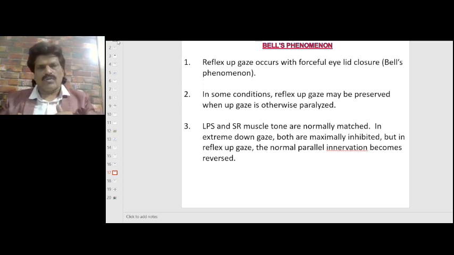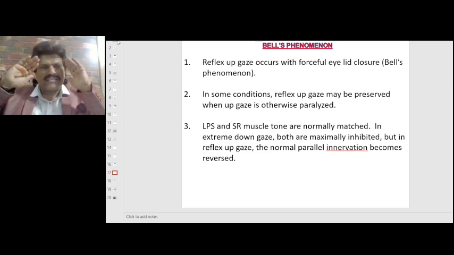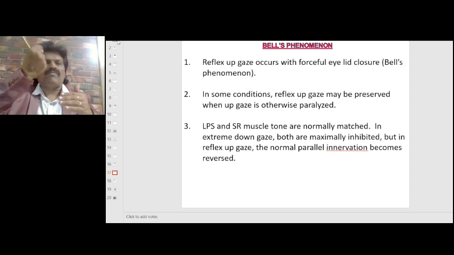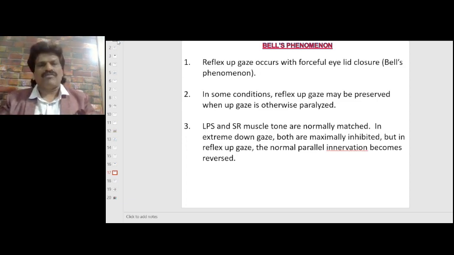So when you are looking downwards, the eyelid closes and the eyeball moves downwards, tonically matched. But when you look upwards, they are inversely matched. When you look upwards, the levator palpebrae superioris is inhibited, so there is a drooping of the eyelid, but the superior rectus this time is stimulated, so the eyeball moves upwards. So this is the mechanism for Bell's phenomenon.